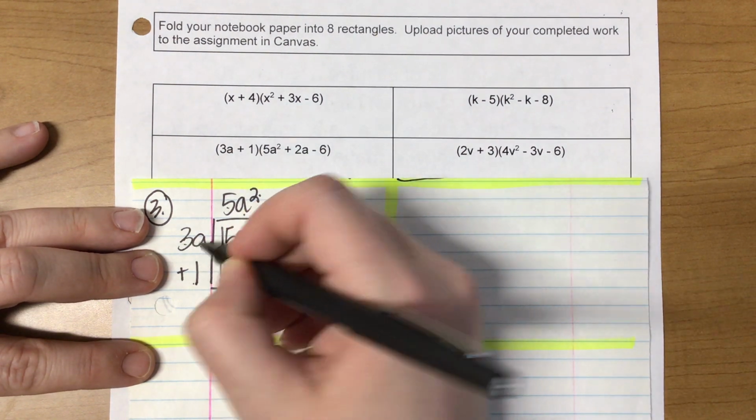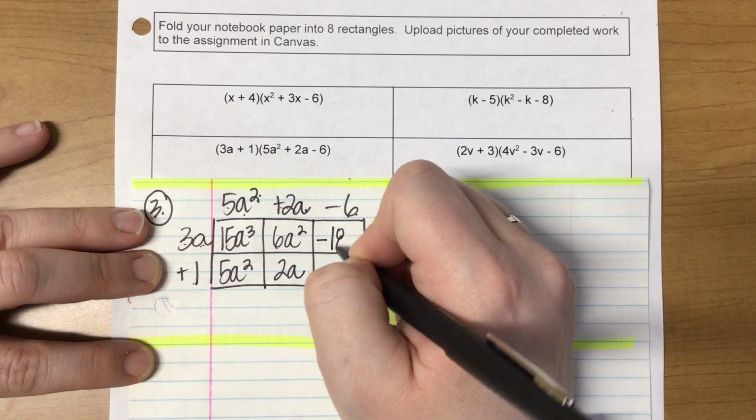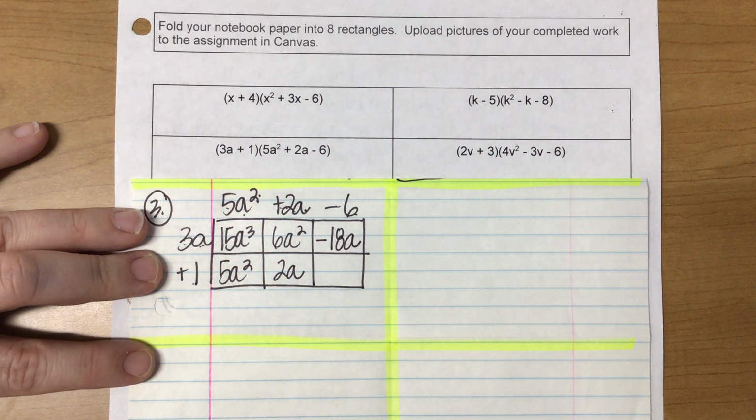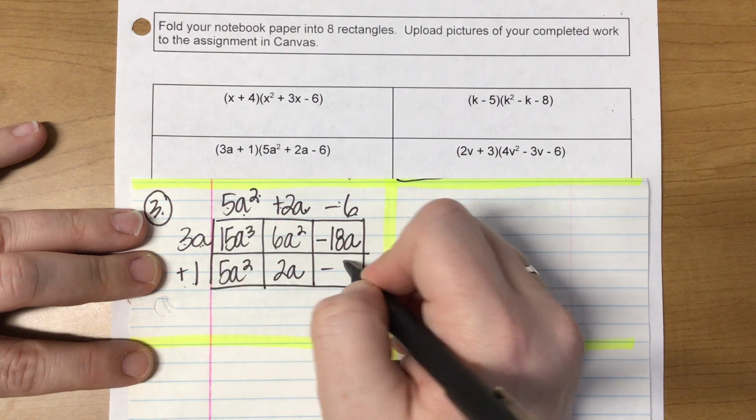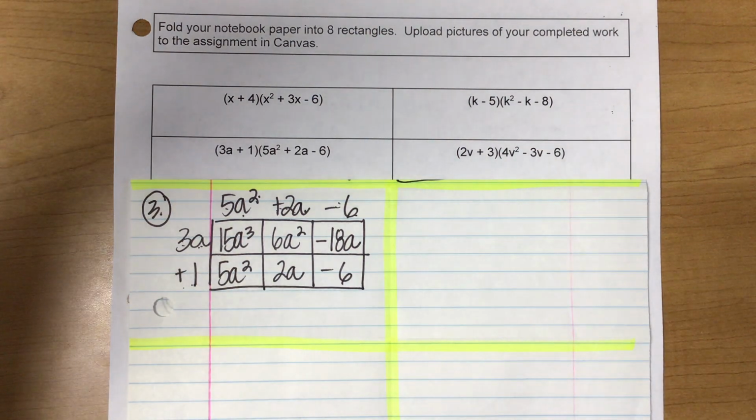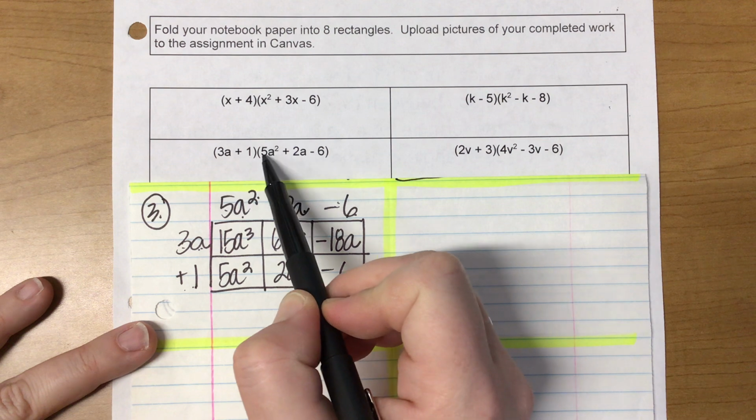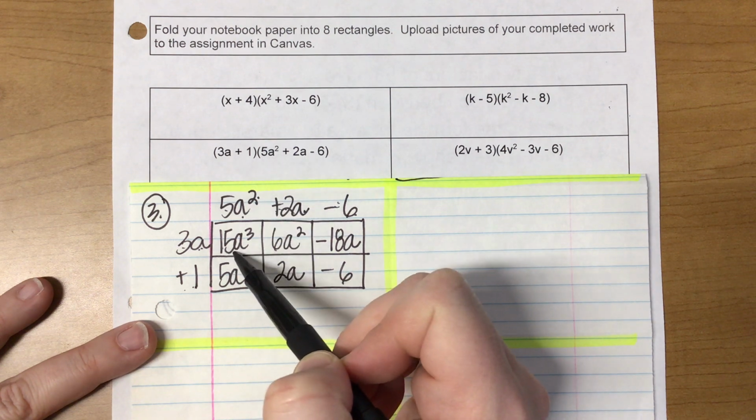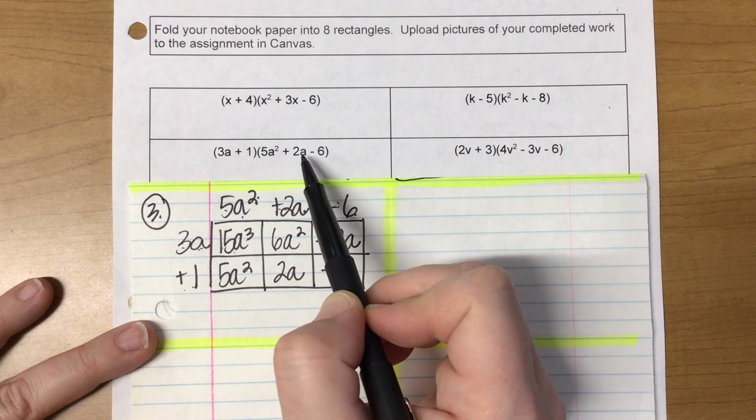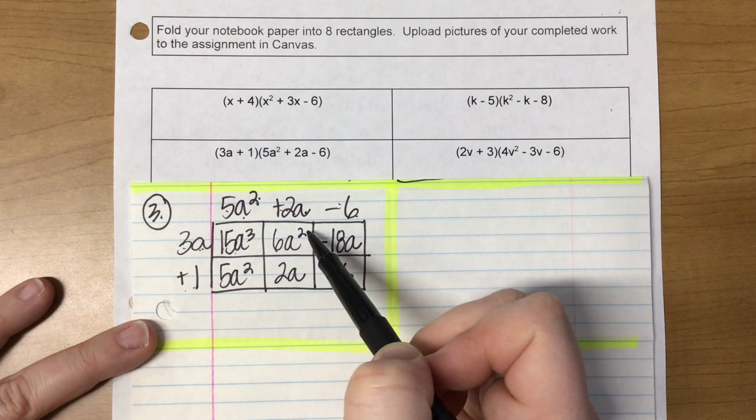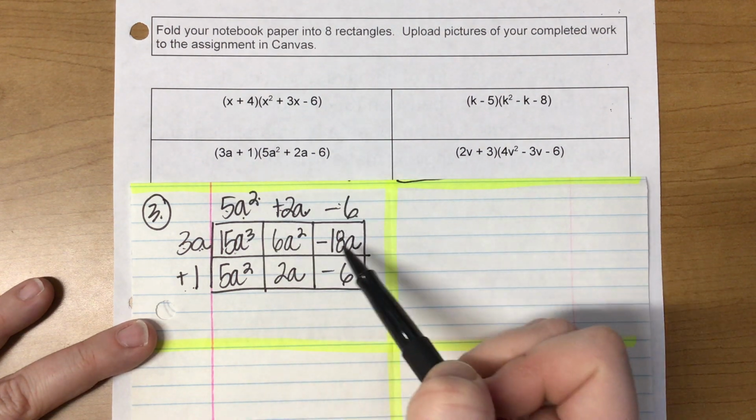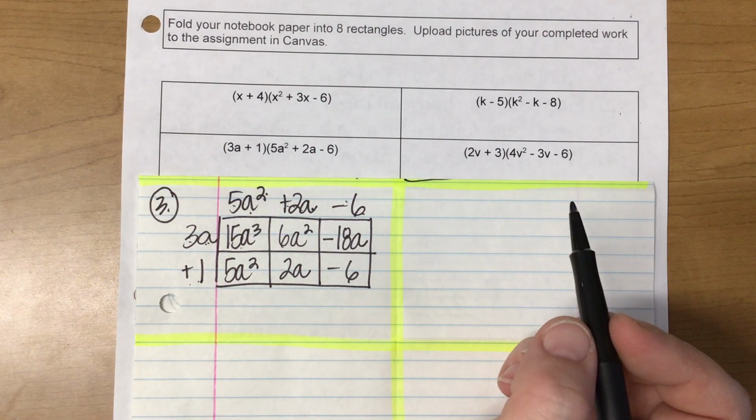Negative 6 times 3a is negative 18a. And negative 6 times 1 is negative 6. You're going to get the same thing if you distributed. All right, if I took 3a times 5a squared, I'd get 15a to the third. And if I took 3a times 2a, I'd get 6a squared. And if I did 3a times negative 6, I get the same thing.